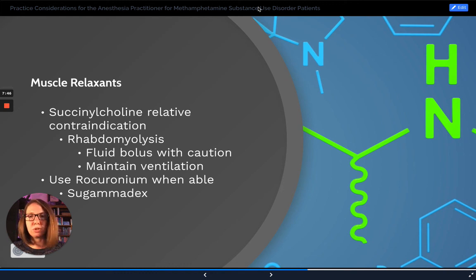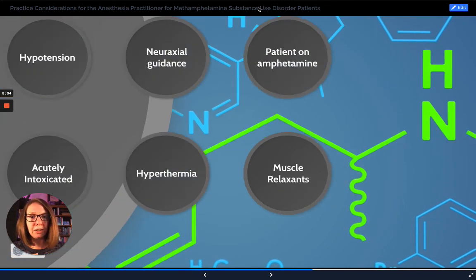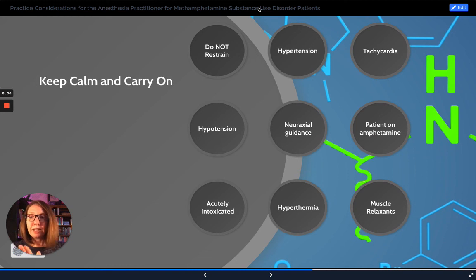So if you don't have sugammadex and you're really not comfortable using rocuronium or vecuronium, or if you wanted to dose atracurium, etc., appropriately, and you really thought, I want to use succinylcholine here, just please keep in mind that it might have an increased risk for rhabdo. And if the patient does go into rhabdo, same kind of treatment like any other treatment: fluid boluses, maintain ventilation, etc. And that is our basic overview of guidelines based on what the most current literature says.